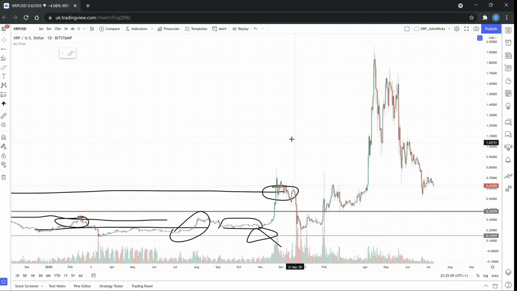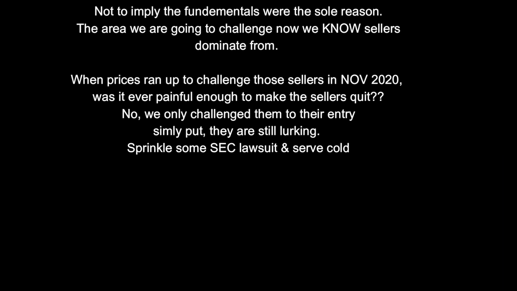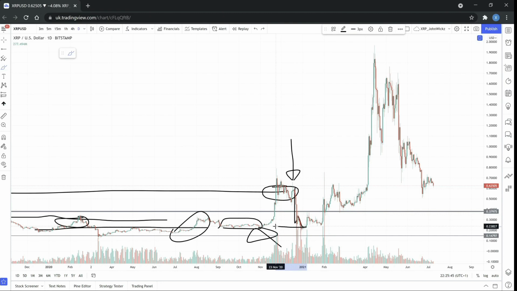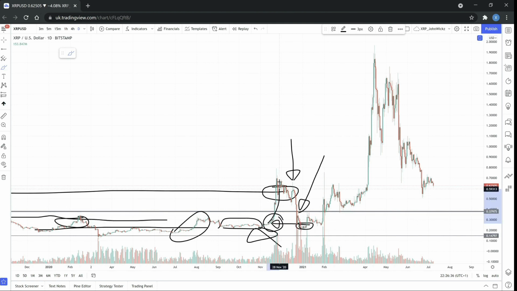So what happened here? This is when the news of the SEC lawsuit dropped, and the selling pressure was immense. Now imagine the price that ends up holding this, because you have to remember, this is like a steam train. Look at the areas we come down and test, and now who are we actually going to challenge? We're going to challenge the guy who started this whole move up in the first place.